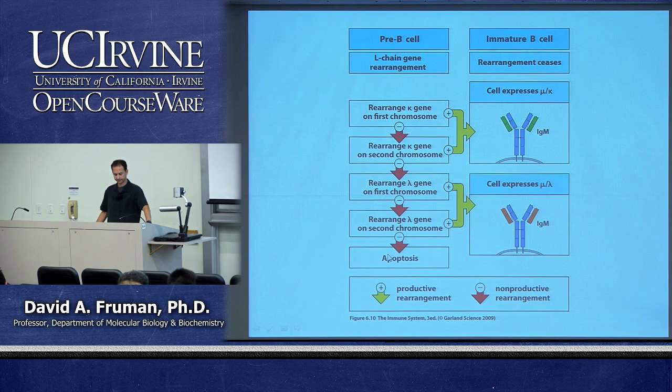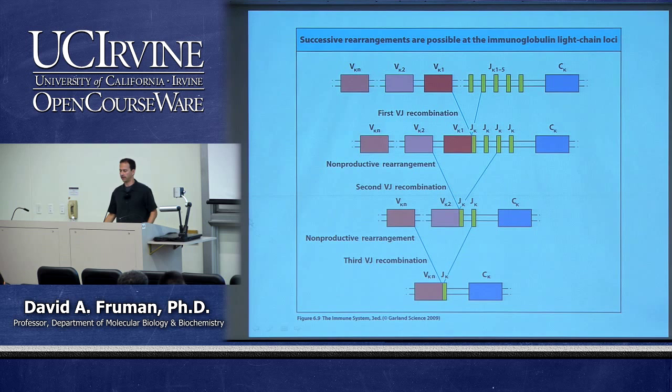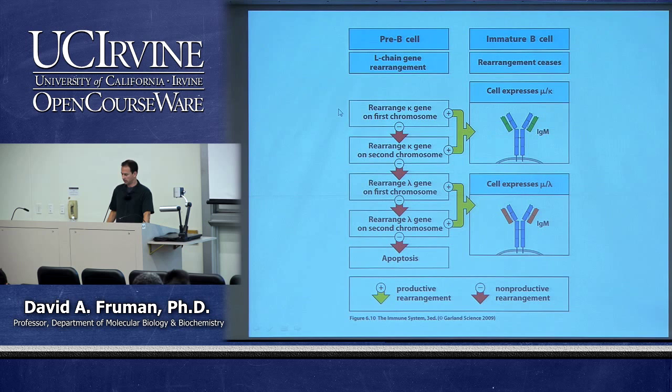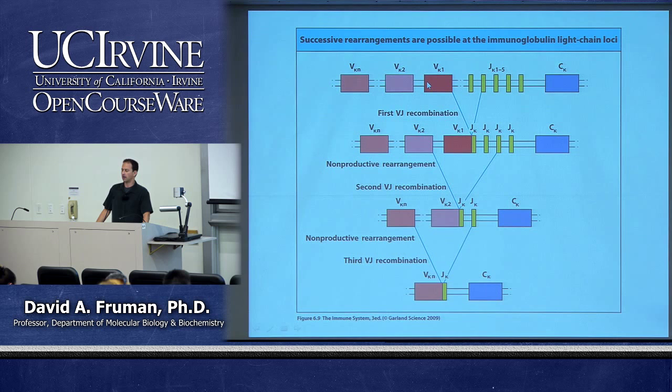Now, there's something different about light chain rearrangement, and that's shown in figure 6.9, which is that at each of those four loci, the two kappa and the two lambda, the arrangement allows you to make successive attempts at rearrangement. So if the first one's not successful, you can try again.